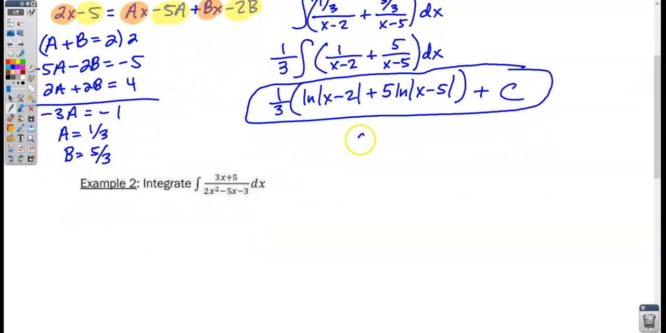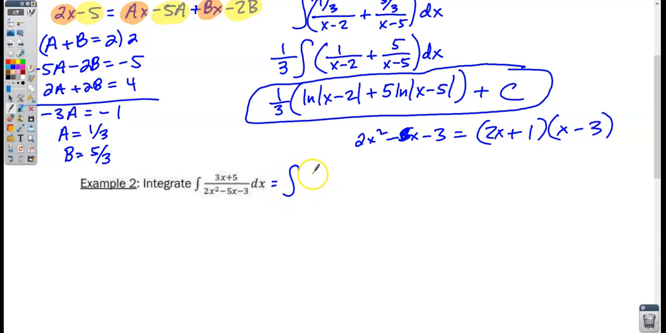First, we want to factor 2x squared minus 5x minus 3. Figure out what the factorization of that is. Let's see. I know I've got a 2x and an x, and I need minus 6x, so that's minus 3 and plus 1. And yep, there's my factorization. So this is equal to the integral of A over 2x plus 1 plus B over x minus 3 with respect to x. I'm going to go ahead and do what I need to set up my system of equations.